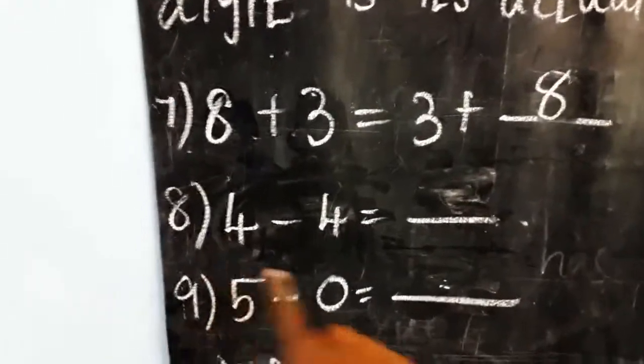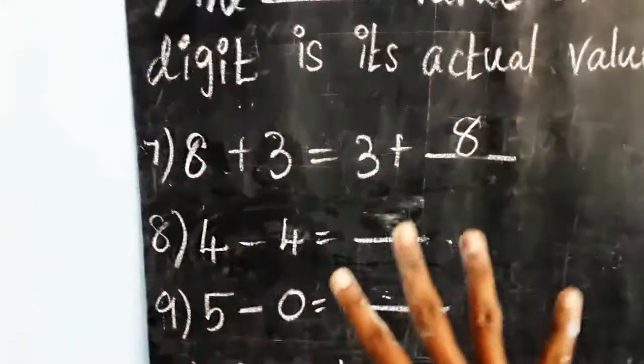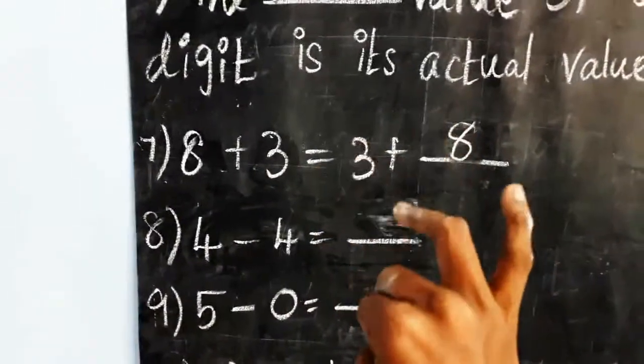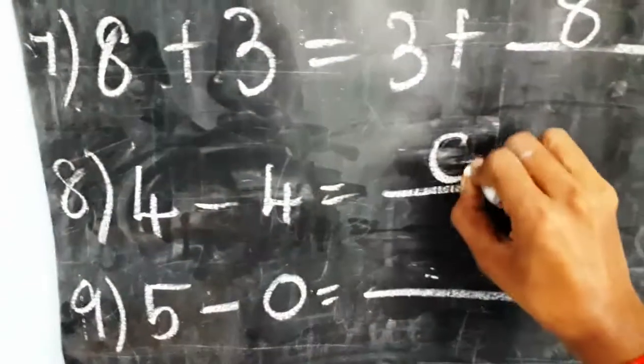Look at the eighth one. 4 minus 4 is equal to dash. We can take 4 fingers and subtract 4 from it. 1, 2, 3, 4. So the answer is 0. So 4 minus 4 is 0.